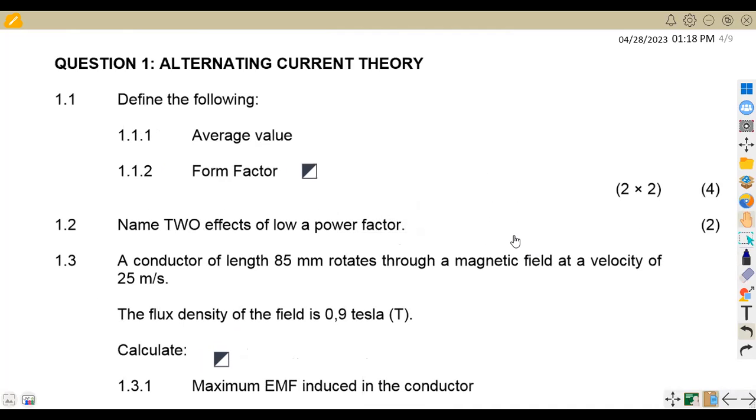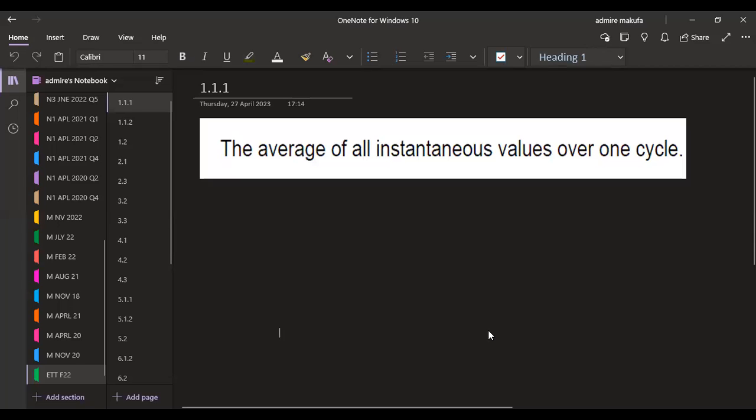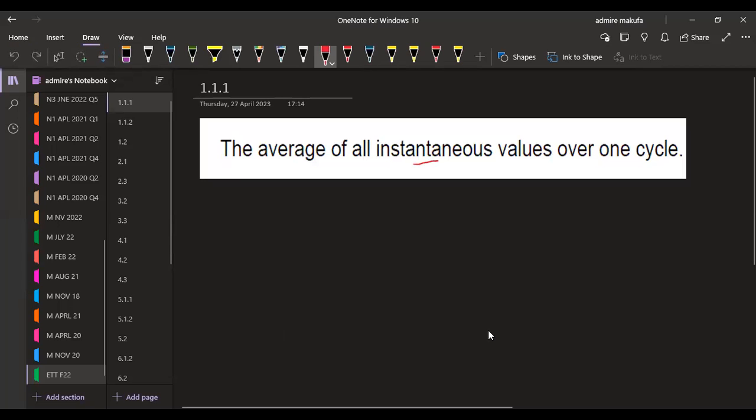We are given the first part that was to define on 1.1. So 1.1 is to define the average value in this case. How do we find the average value, or what is the definition for the average value? The average value can be given as the average of all instantaneous values over one cycle. That is the average value, the average of all the instantaneous values over one cycle. So that is what we have in this case.